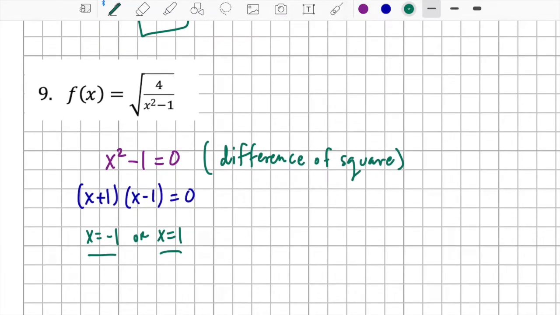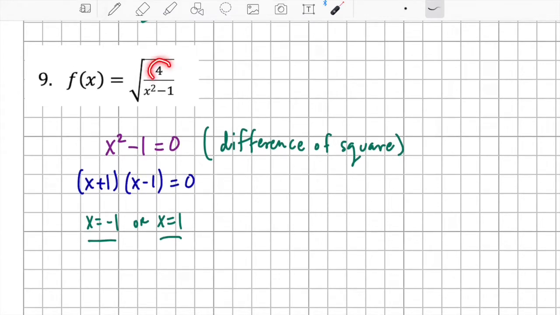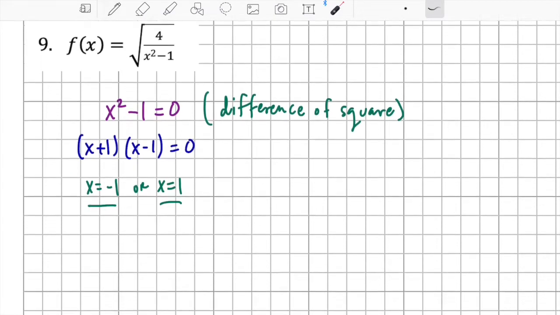Okay, so another thing that we need to look for is we want to make sure that this radicand, the inside of the radical, is not negative. It needs to be positive. Now, one thing I noticed is that we have 4 in the numerator, and that's a positive 4. In order for us to get a negative inside the radical, the denominator has to be negative, because a positive 4 divided by a negative number will be negative. And therefore, we will have a negative inside the radical, and that's what we do not want.